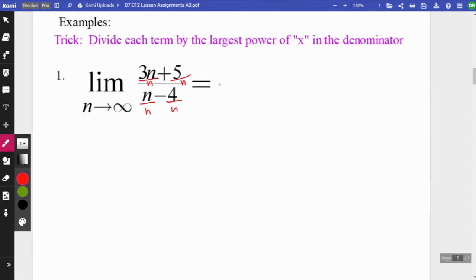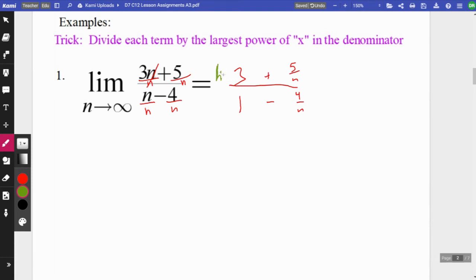What that looks like is that I have 3n over n. The n's would cancel, so I would just have 3, and then plus 5 over n. And on the bottom, n over n is just 1, minus 4 over n. The way that this is going to help us determine what's happening is that since we have all these separate pieces, we can just take the limit of each.